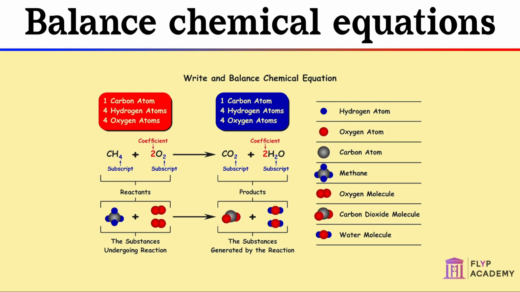4. There are 2 H on the left side and 4 on the right side. 5. Therefore, a 2 must be placed in front of H2 on the left side. 6. Now there are 4 H's on the left and right and 2 O's on the left and right, so the equation is balanced as follows.